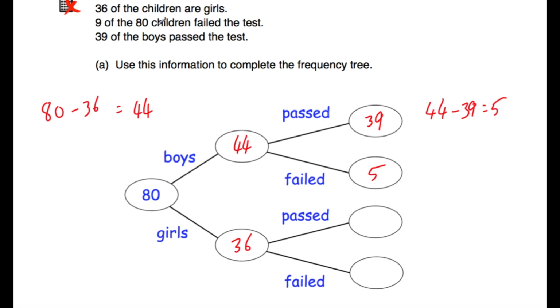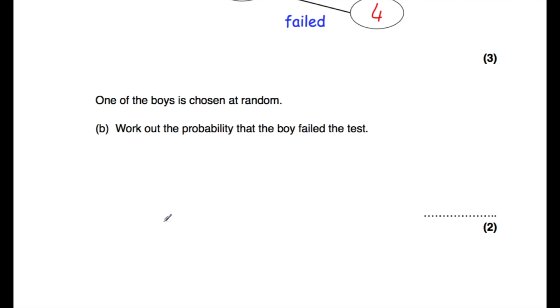Now we're told that 9 of the 80 children failed the test. So that means that 4 girls failed the test. And then finally, because there were 36 girls, if we take away 4, that tells us how many girls passed. 36 take away 4 is equal to 32. So 32 girls passed the test. And that's it. Okay, then let's have a look at part B.